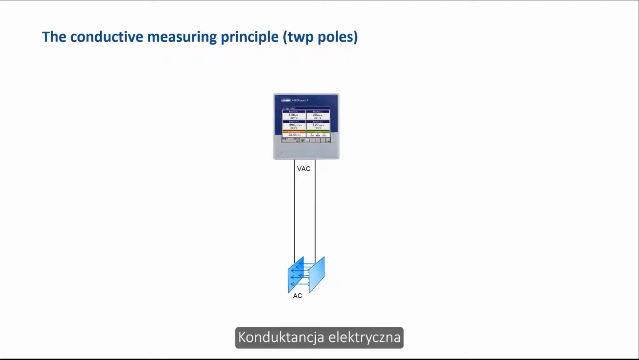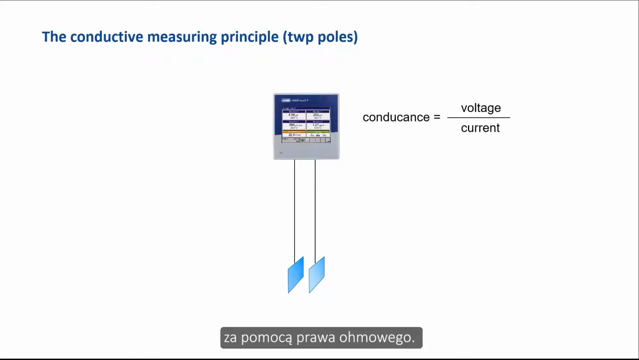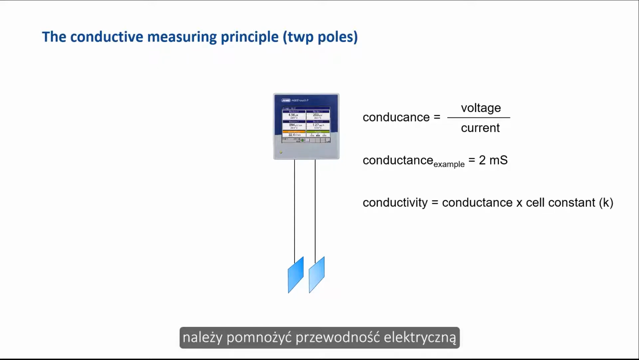The electrical conductance is determined from the measured current flow using ohmic law. This is the reciprocal of the ohmic resistance. As an example, 2 millisiemens were measured, which corresponds to an ohmic resistance of 500 ohm. The electrical conductance must be multiplied by the cell constant K to determine the electrical conductivity.